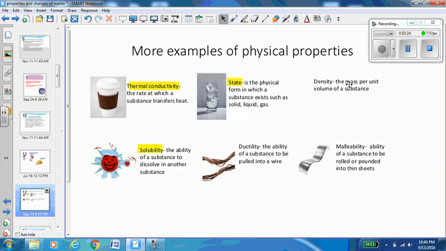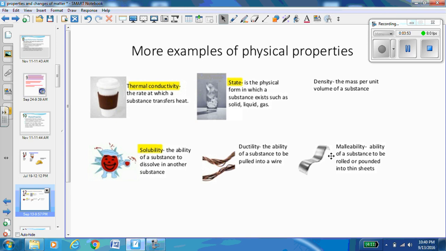Density. Density is the mass per unit volume of a substance. So it's how much mass you have in a certain amount of space, and that is what we call density. This one is measurable. You can figure out the mass, the volume, and then you do a calculation and you figure out the density of an object. So that would be a measured type physical property. Solubility is the ability of a substance to dissolve in another, which is also a physical property.